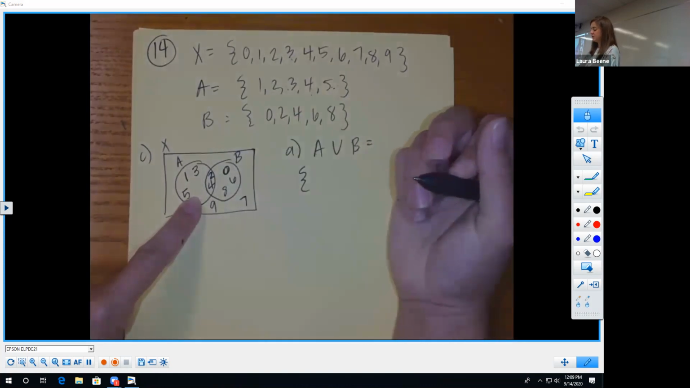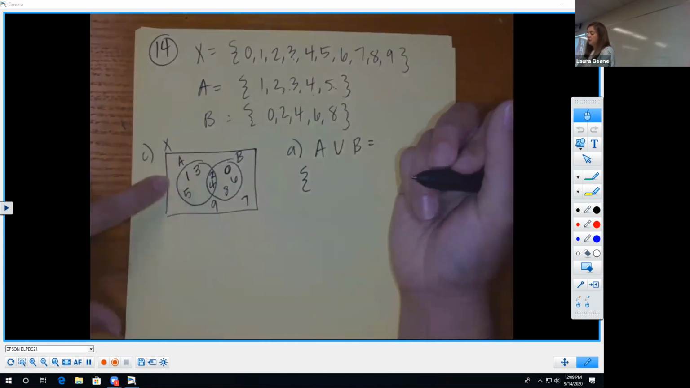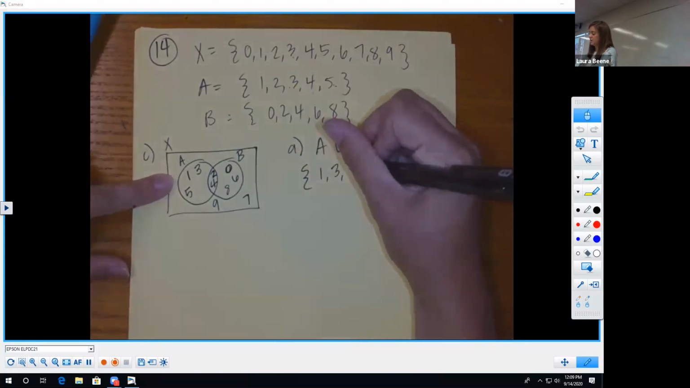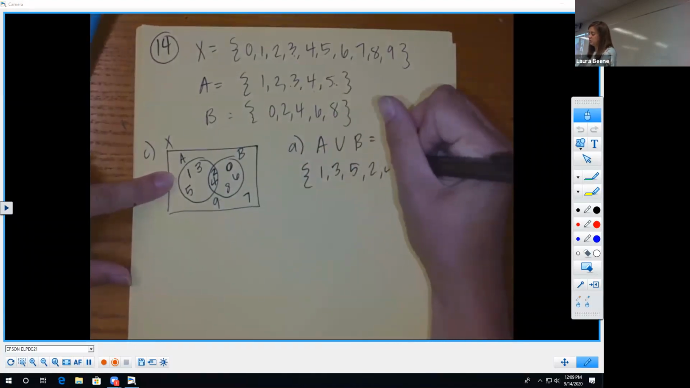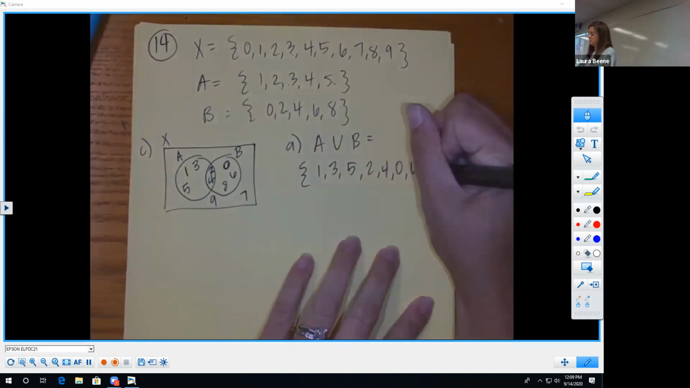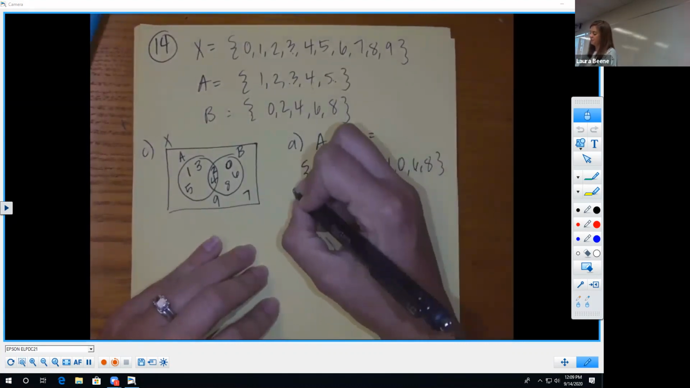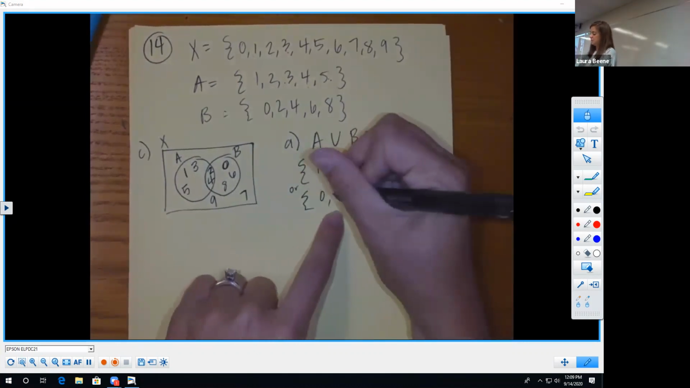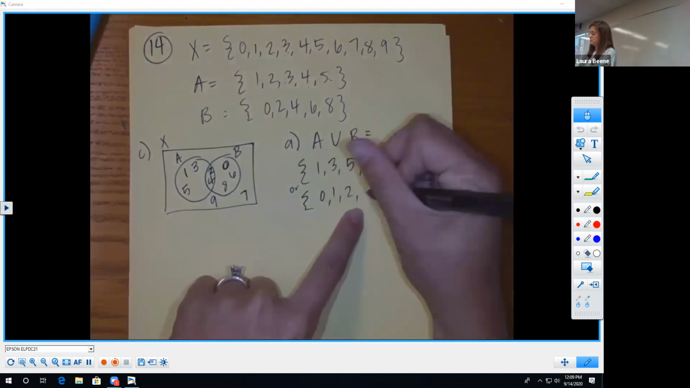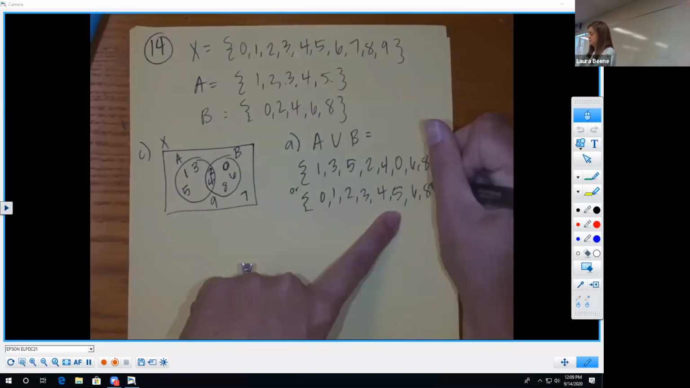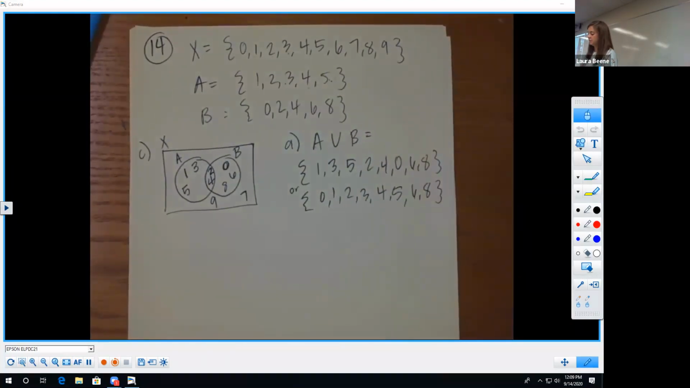And you can put them in order. You don't necessarily have to if you don't want to. If you look at the circles and just go from there, like 1, 3, 5, 2, 4, 0, 6, 8. Or if you really want to put them in order, it would be 0, 1, 2, 3, 4, 5, 6, 8. So either one, I don't care which way you do it.